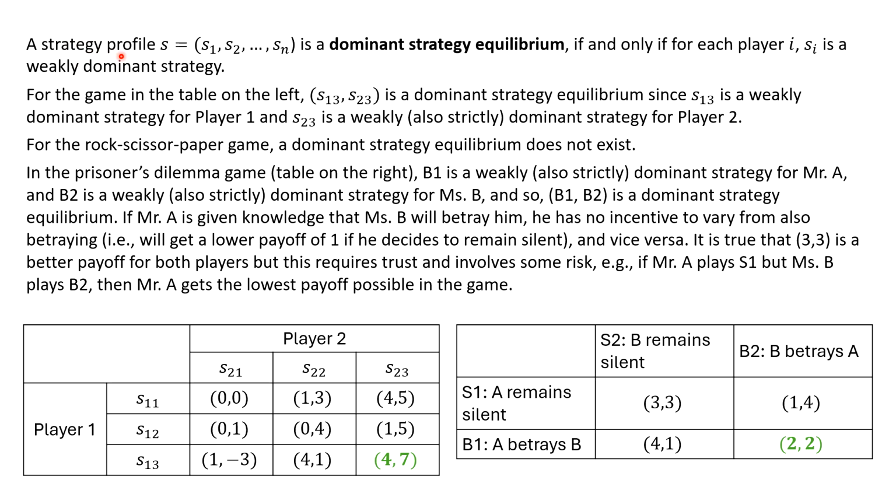A strategy profile is a dominant strategy equilibrium if and only if for each player i, s sub i is a weakly dominant strategy. So each one of these has to be weakly dominant for the associated player. And I have several examples. On the left, S13, S23 is a dominant strategy equilibrium. We can check that.